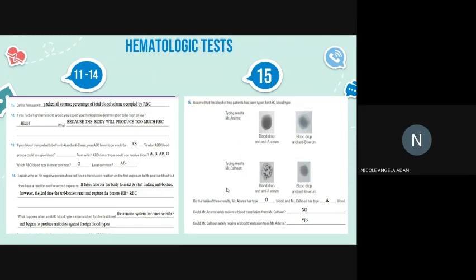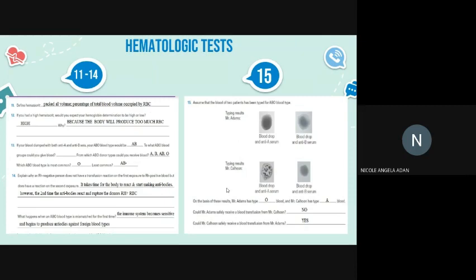Next, number 11, define hematocrit. Hematocrit is the packed cell volume, or percentage of total blood volume occupied by RBC. If you had a high amount of hematocrit, would you expect your hemoglobin determination to be high or low? The answer is high. Why? Because the body will produce too much RBC.